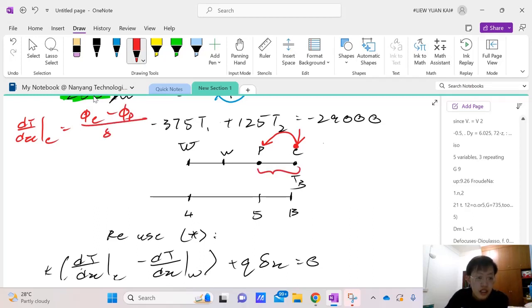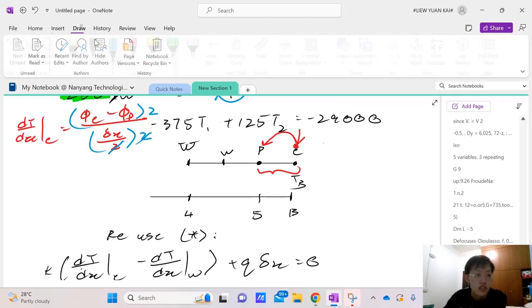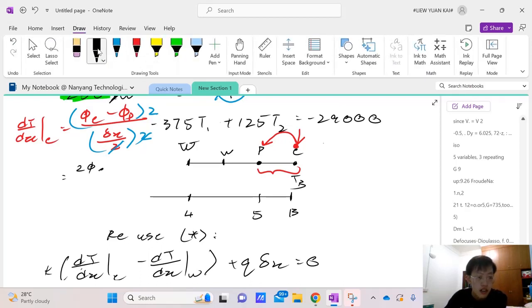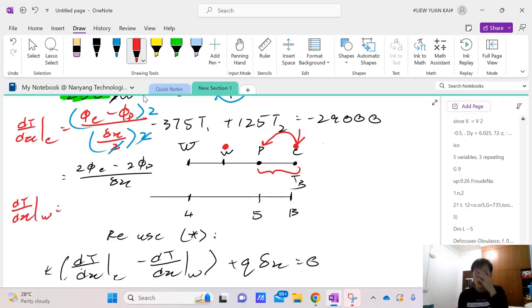So the segment is delta x over 2. Okay, if I take top and bottom times 2, this and this cancel, and then the top would distribute to become like so. Okay, so now we also want to find the west version. So we want to find this. So immediate right minus immediate left divided by the segment. So immediate right is phi P, immediate left is phi W, divided by the full segment, which is delta X.